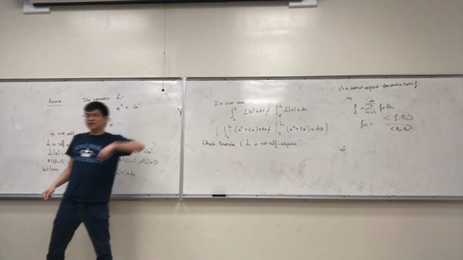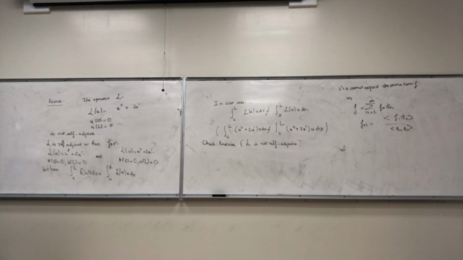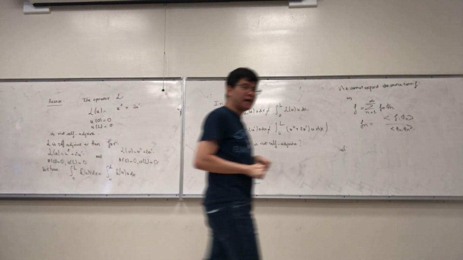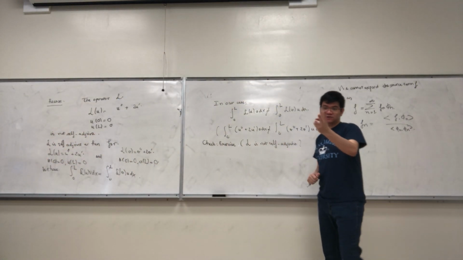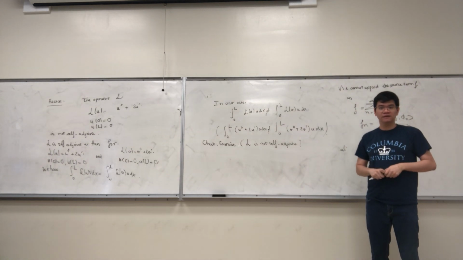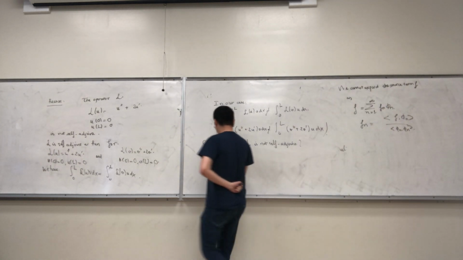You can check that this is not a self-adjoint operator using the classical techniques that I mentioned in the previous class about checking self-adjointness. You just take integration by parts twice, right? So this is integration by parts twice.